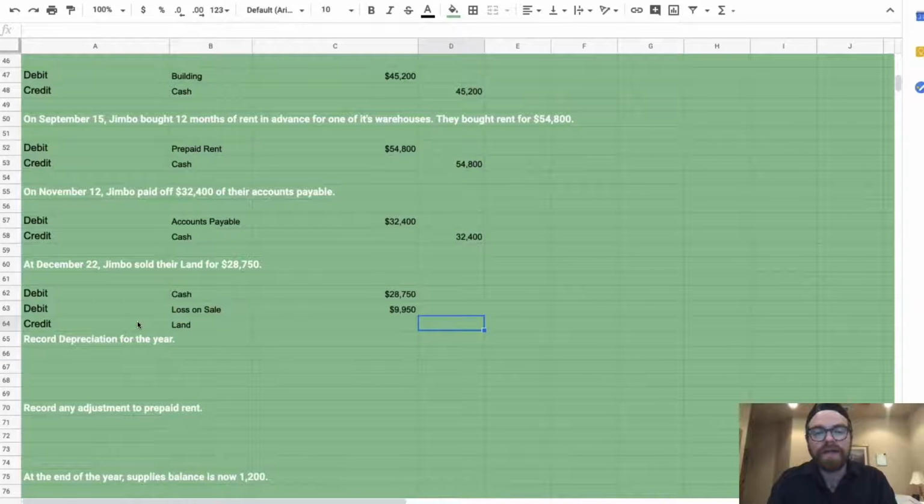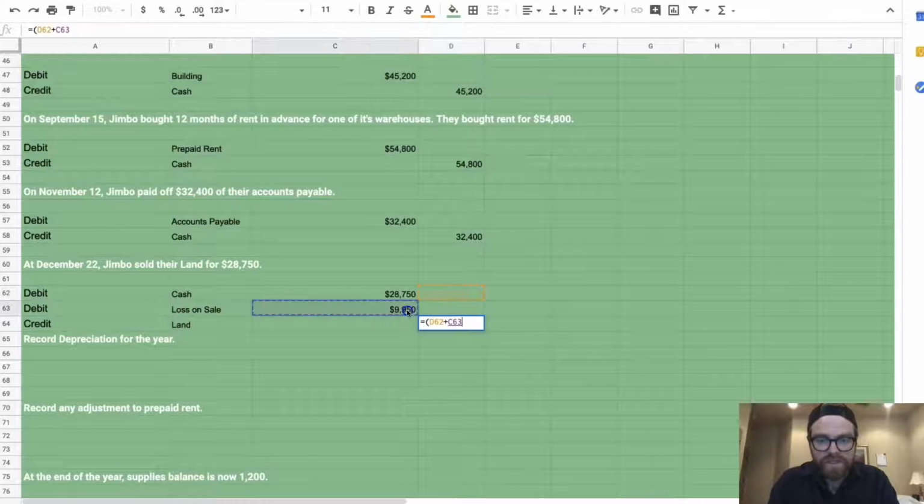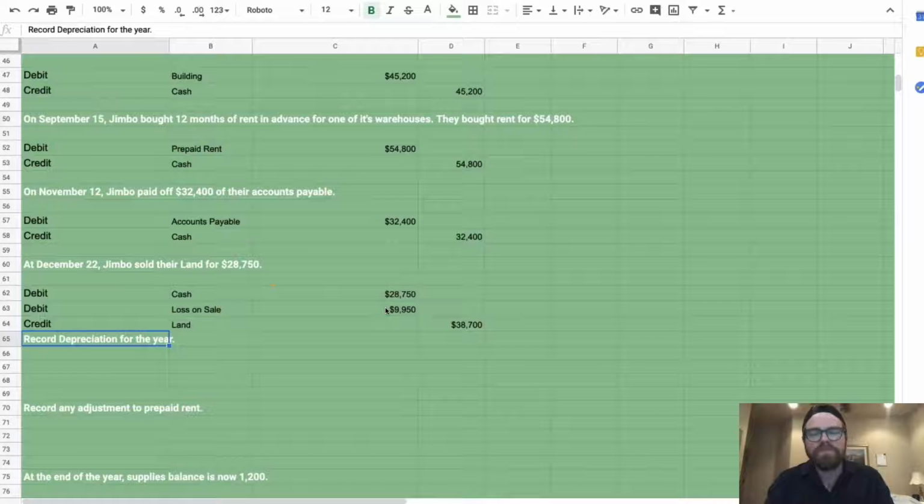Lastly, we would credit, we're getting rid of it, which is land. We credit land for what it was originally worth, which is equal to the sum of these numbers here. This number plus this number. There we go. And that's what we're getting. Remember, debits always have to equal credits, and these have to match up.